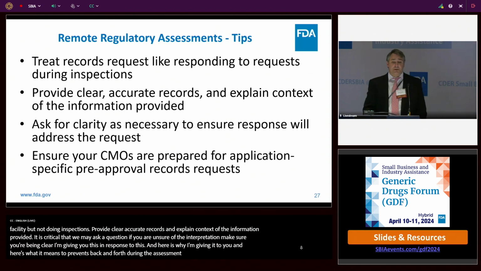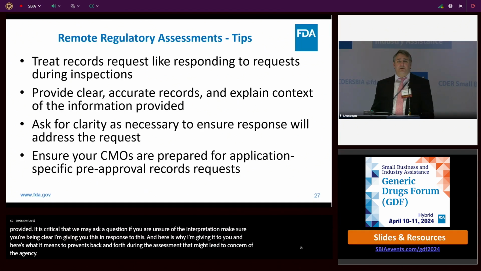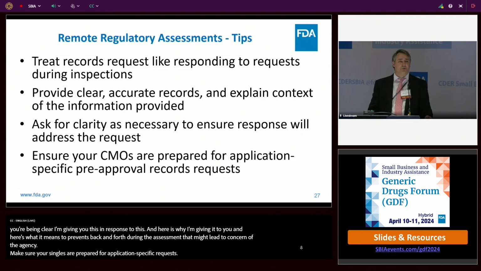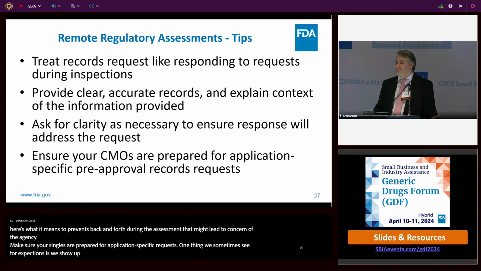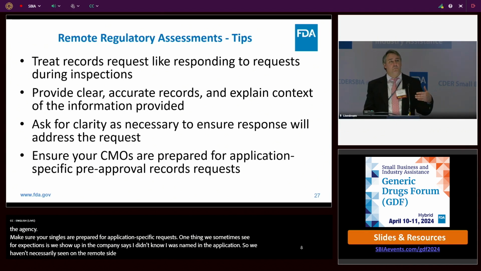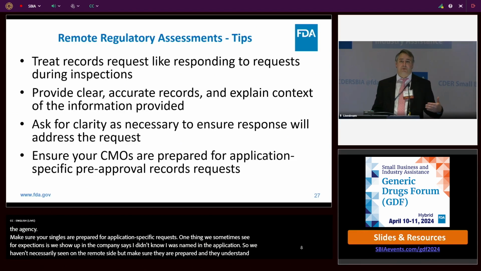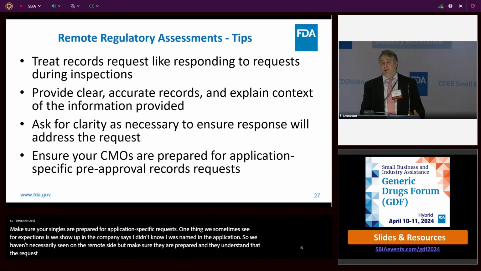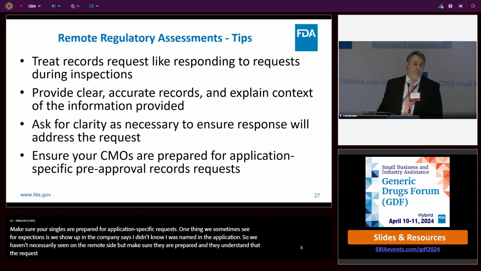And make sure that your CMOs are prepared for application-specific requests, right? One of the things that we sometimes see, even on pre-approval inspections, is we'll show up and the company will say, "I didn't know I was named in the application." We haven't necessarily seen that on the remote regulatory assessment side, but make sure that they're prepared and they understand that the request is in support of the application and how critical that is, especially the goal dates. They may not know the goal dates, things like that.